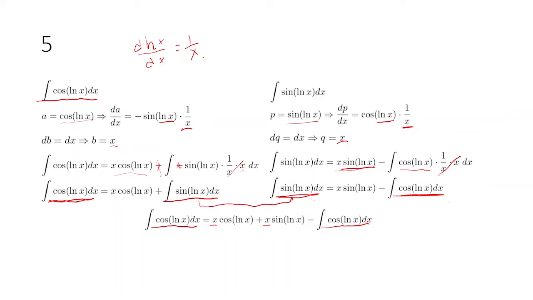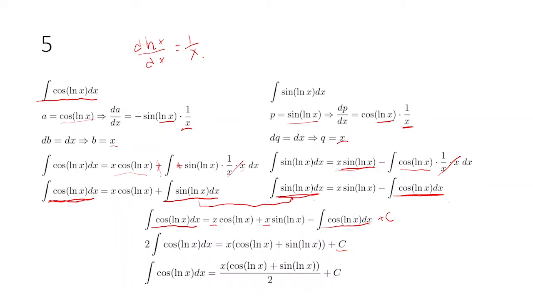So, and notice that there should be plus c as well. It should be an added constant, as it's an indefinite integral, but like I said, we're going to do it after this. So we'll find that 2 times the integral of the cosine of the natural log of x is equal to x multiplied by cosine of ln x plus sine of ln x, all of that with a constant added to it.